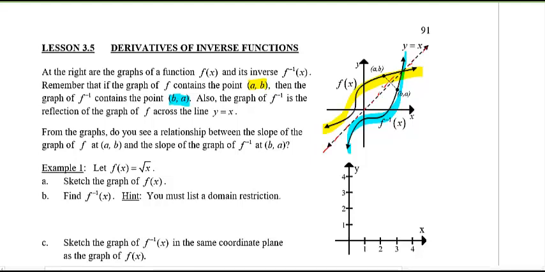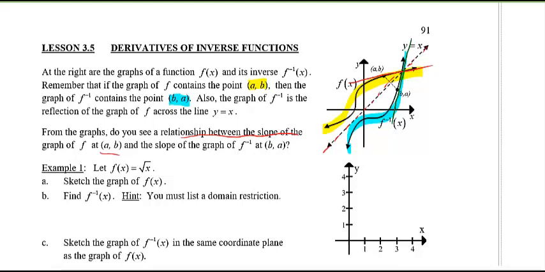So from the graphs, I'm going to ask you to see if you can find the relationship between the slope of the graph at a, b, so this slope in red, versus the slope of the graph of the inverse at b comma a, this one. What do you think is the connection between the slopes, which of course is the derivative?